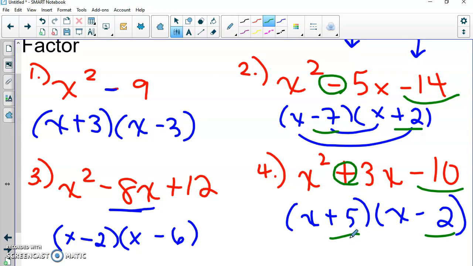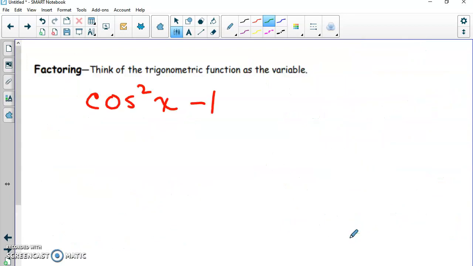All right, why did I bring this up? Here is why. We are going to be factoring things like this. If you look at cosine squared x minus 1, you might be thinking of the Pythagorean identity, sine squared plus cosine squared equals 1. But here, the question asks you to factor.